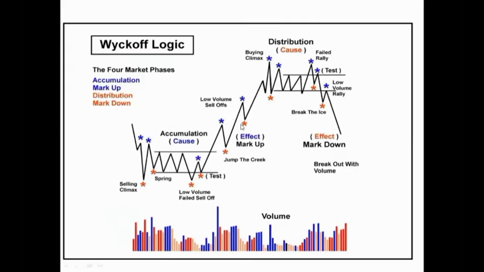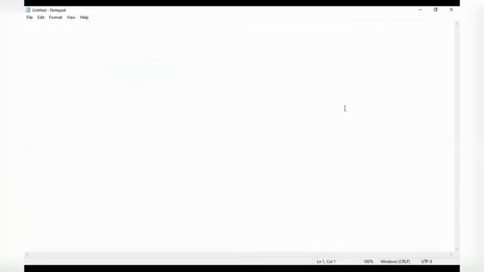Now basically, the Wyckoff strategy is made up of 4 phases. Like I did say, we have the accumulation phase, the markup phase, the distribution phase, and the markdown phase. For example, what we mean by that is this. Let's say the market was going up, coming down, going up, coming down.